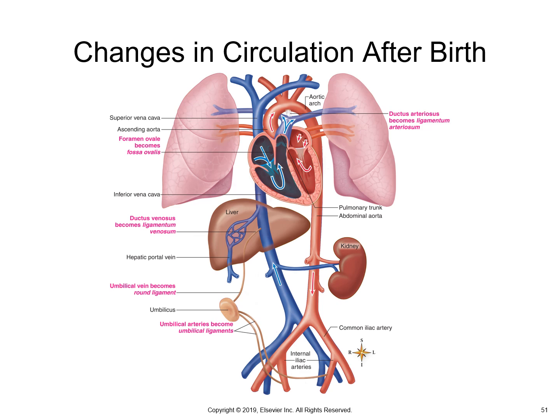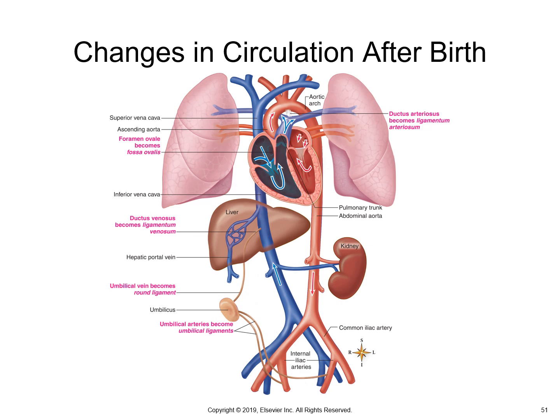If we're looking at these pictures, most of these are highlighted in pink. The umbilical arteries, before birth, were needed to carry deoxygenated blood from the fetus to the placenta. After birth, they constrict and become umbilical ligaments, so they're no longer functional. The umbilical vein, before birth, carried oxygenated blood from the placenta to the fetus. After birth, it becomes the round ligament of the liver called the ligamentum teres.